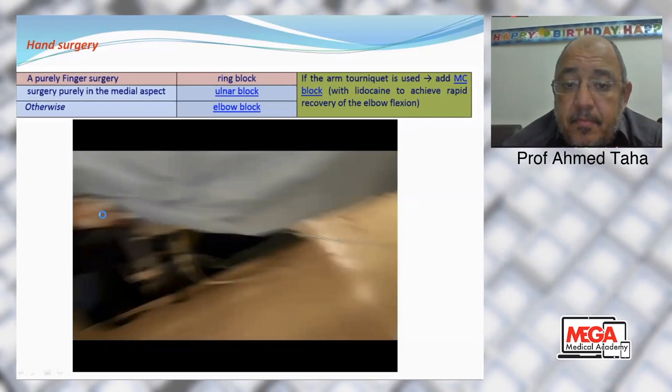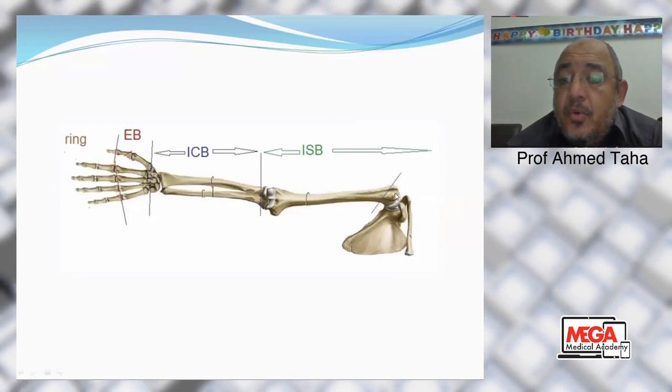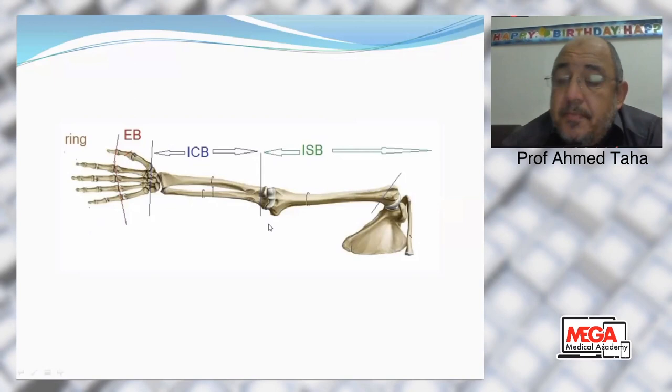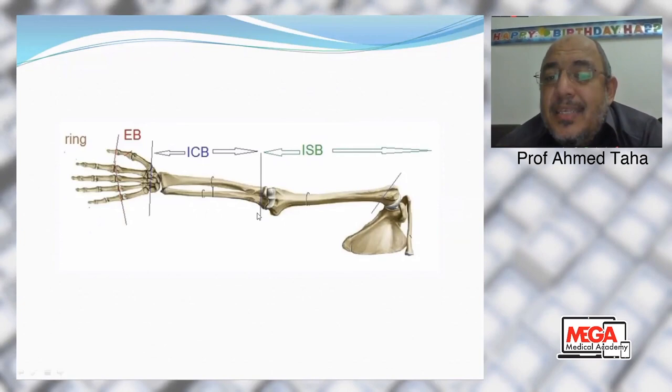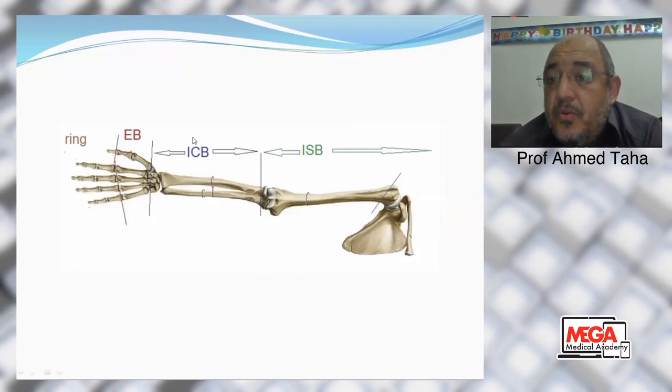So to summarize, the interscalene block can cover the clavicle, the shoulder, the arm, and the elbow, and it will be the first choice. The infraclavicular will be the first choice, but note that interscalene does not block the ulnar side, so it's not good to be used distal to the elbow. So if the surgery is distal to the elbow, in the forearm, I will prefer to use the infraclavicular block.